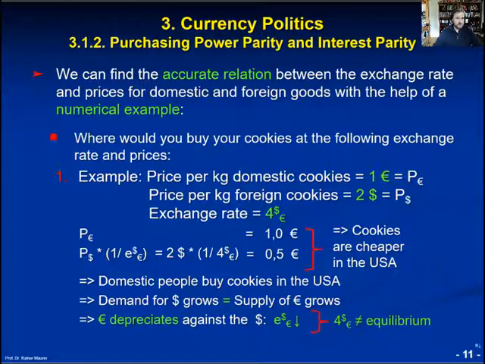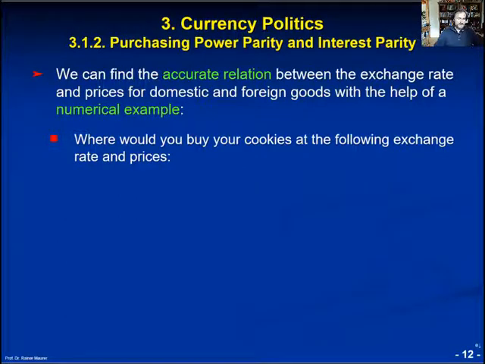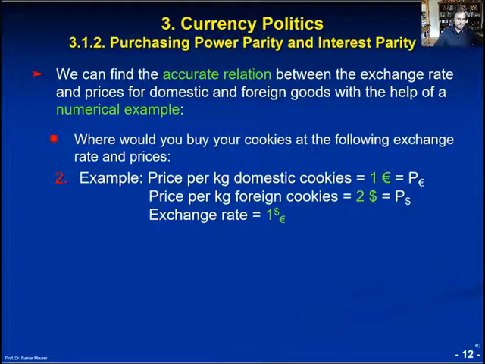So an exchange rate of $4 for €1 cannot be the equilibrium exchange rate. So let's see what would happen if we take a somewhat lower exchange rate. Let's assume the same prices again, and now an exchange rate of only $1 per euro instead of $4 per euro.